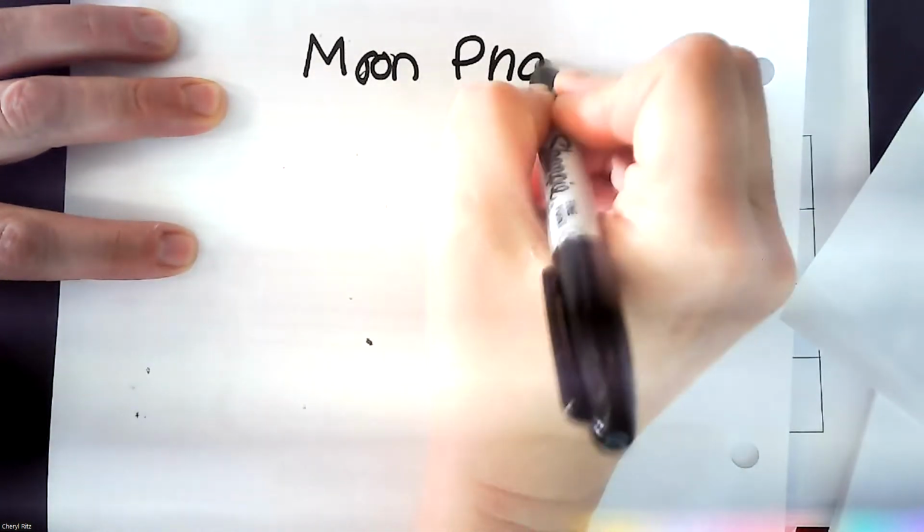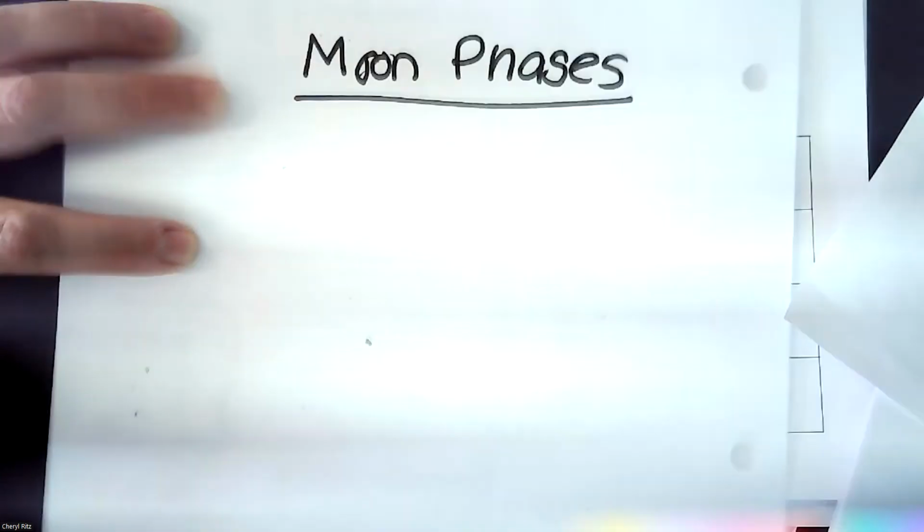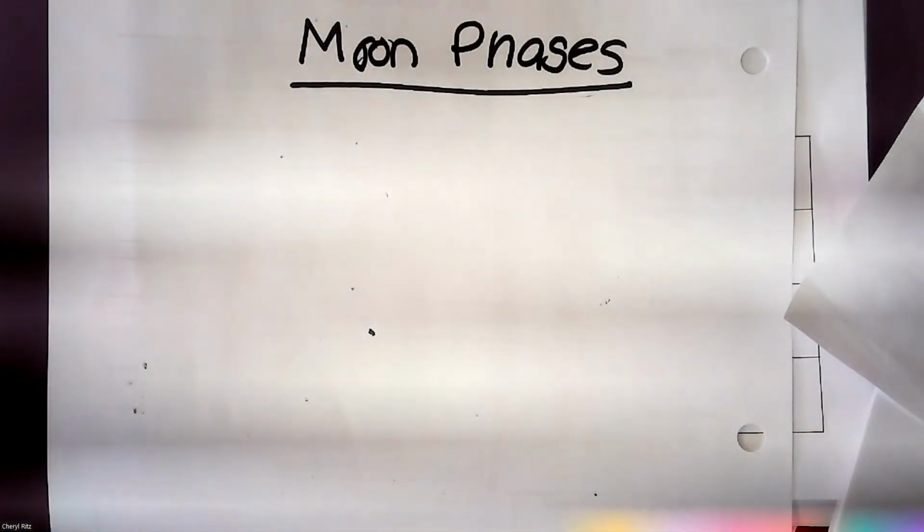And before we even go to anywhere in our packet, I kind of want to find, it will be page 21. But we're not going to write in it right away. I'm going to ask you guys, do you know what I'm talking about when I say moon phases? I hear you learned about them in fourth grade. What do you remember from fourth grade about the moon?